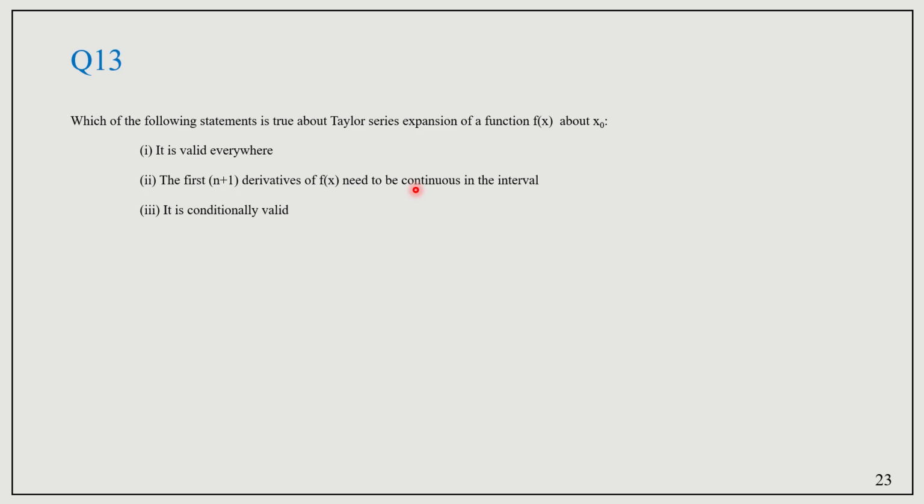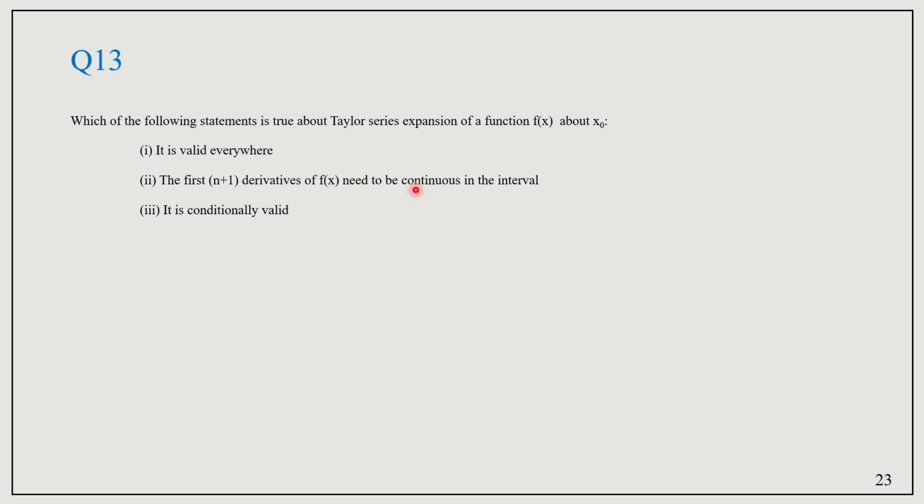First statement is false, second one is true, and third one, it is given it is conditionally valid. Again, that is also true. It is valid with certain conditions only, right? It is not valid everywhere. So it is conditionally valid, like it is valid in the neighborhood of x. Those things we use. So the third one is true. First one is false, second one is true, third one is also true.